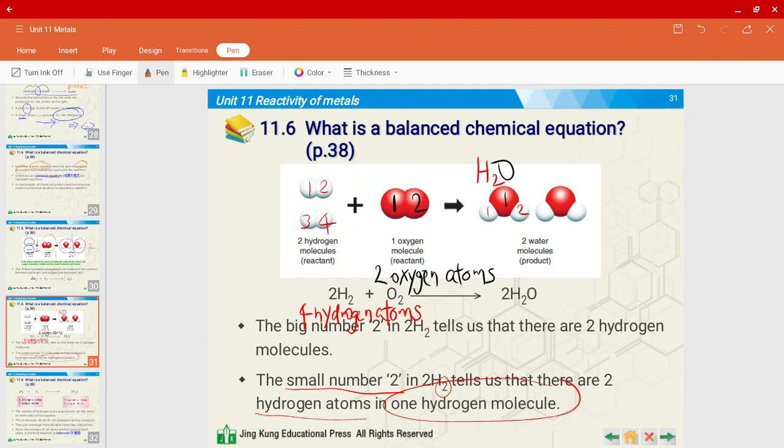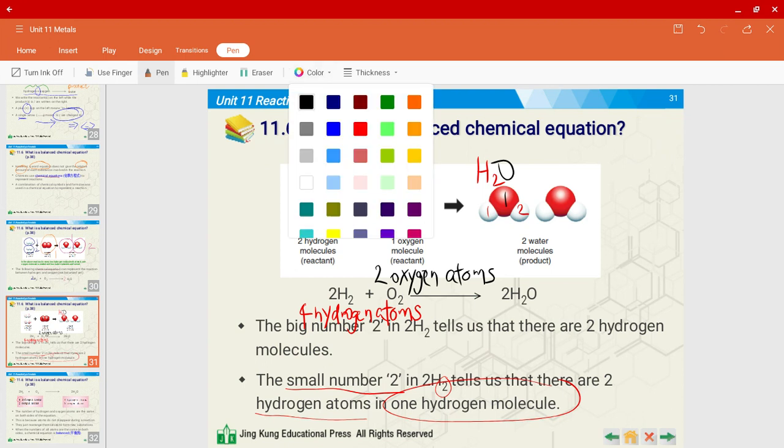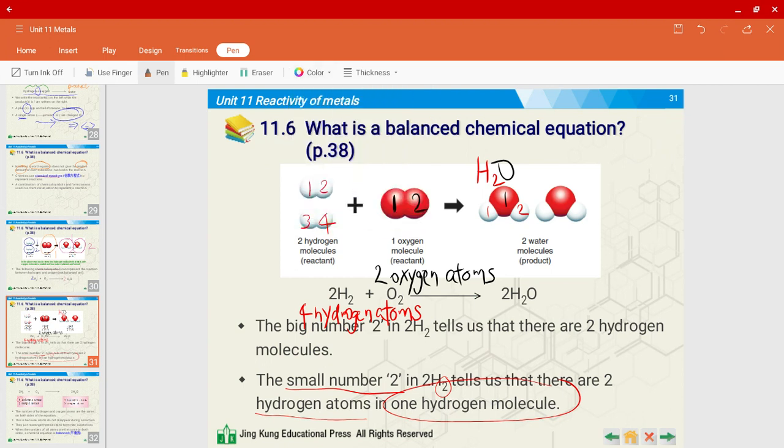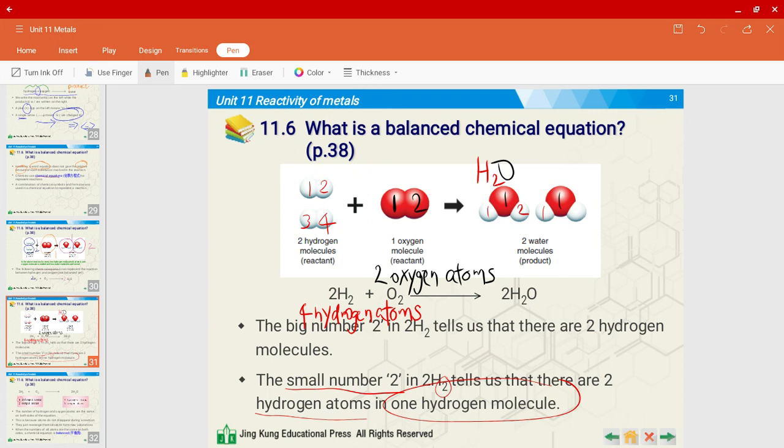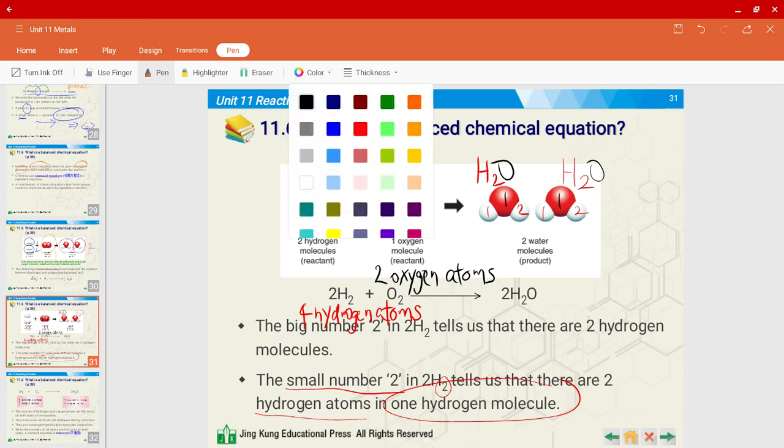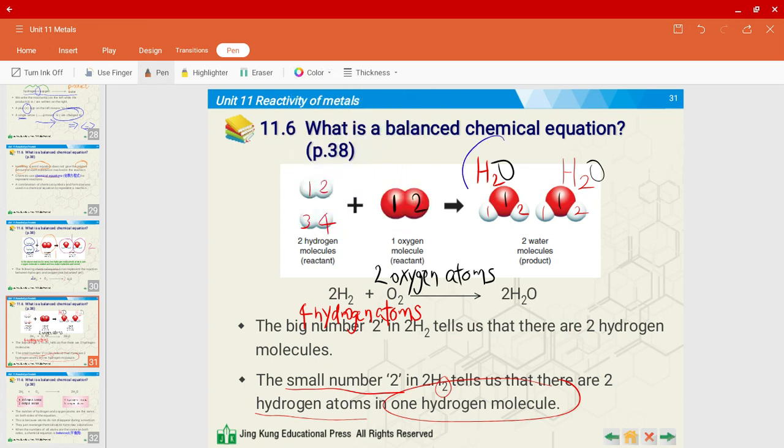Let me look at the other water molecule. Same thing. I have 1 oxygen atom, and I have 2 hydrogen atoms, and that is how I get H2, 2 hydrogen atoms, and don't forget 1 oxygen atom. Okay, and because I have 2 water molecules over here, hence I get 2 H2O.